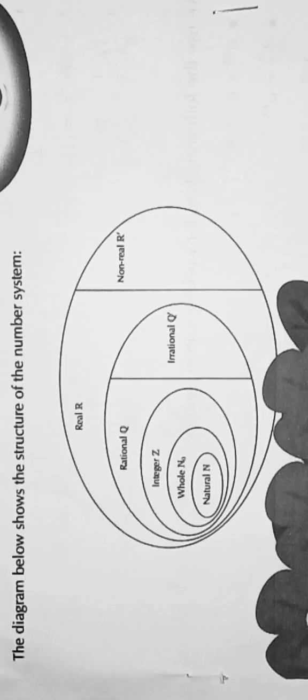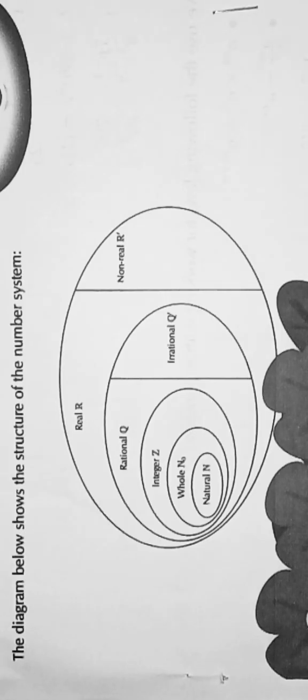And then we have an integer. Integers are numbers that start from negative infinity to positive infinity. For example, -3, -2, -1, 0, 1, 2, 3.